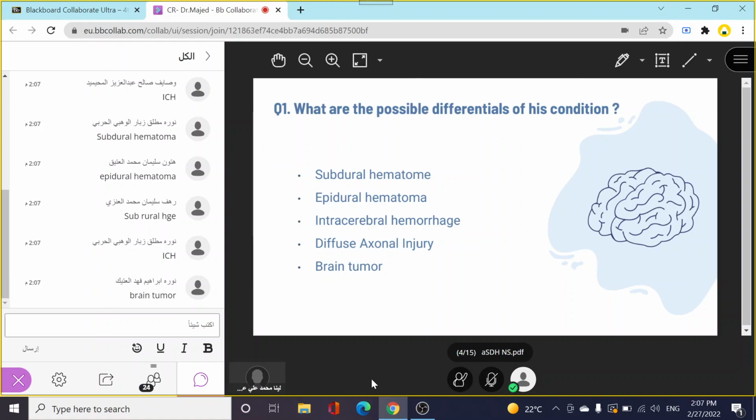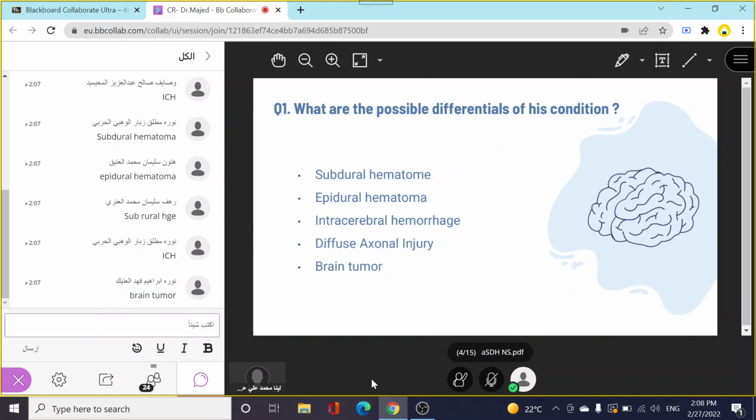Okay, so that's right for all of you. So all of these differential diagnoses, we can differentiate between them simply by ordering a CT scan. So in case of the subdural hematoma, we will see a crescent shaped collection, while in the epidural hematoma, we will see a biconvex lens plus a fracture of the skull.